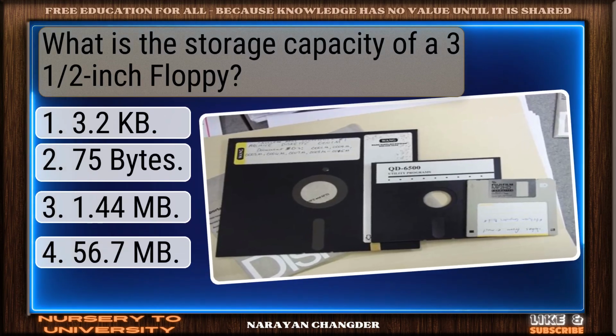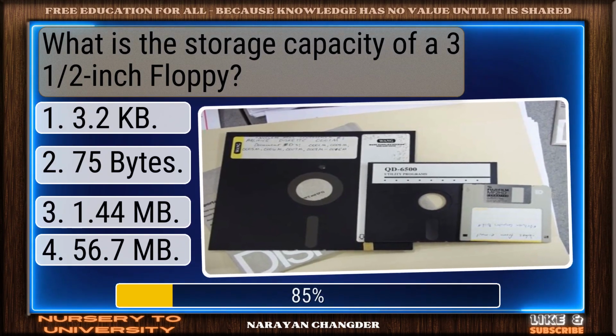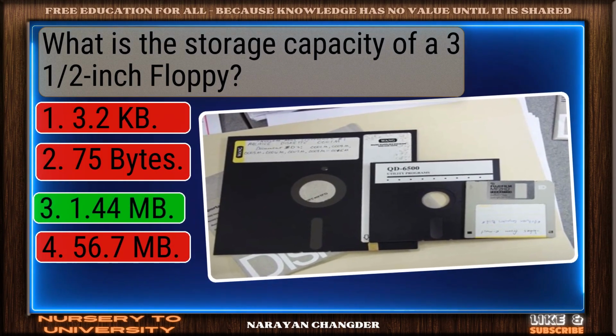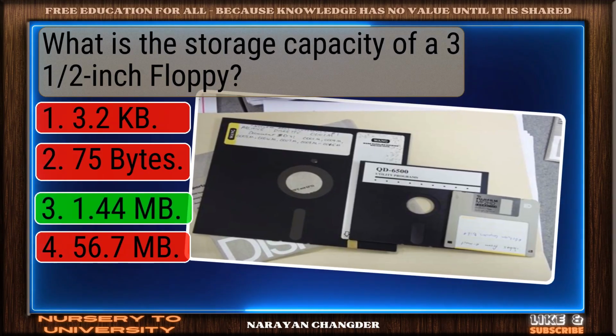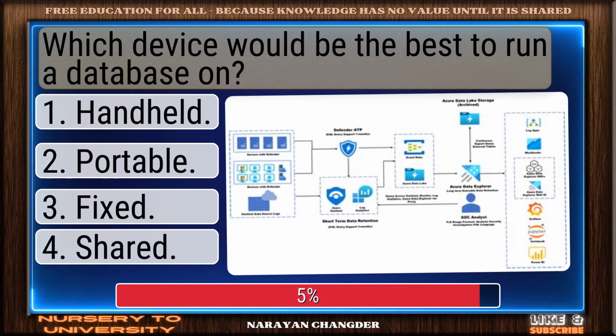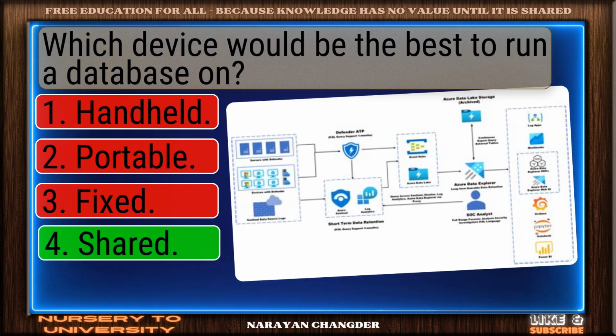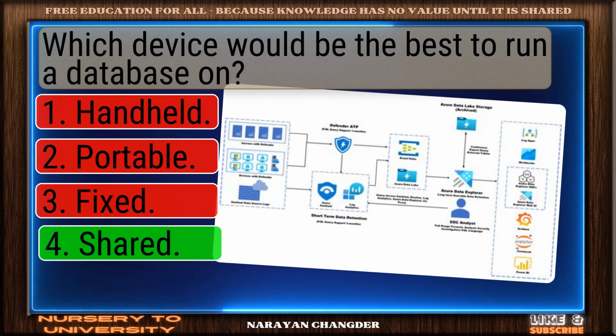What is the storage capacity of a 3.5" floppy? Correct. 1.44 MB is the right answer. Which device would be the best to run a database on? Good thinking. Shared is the right answer.